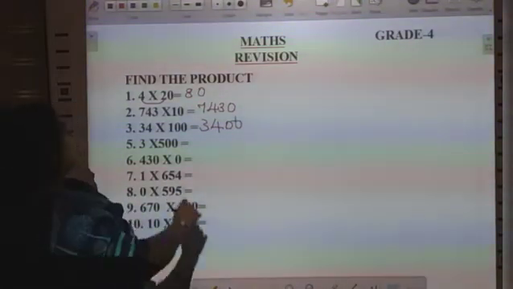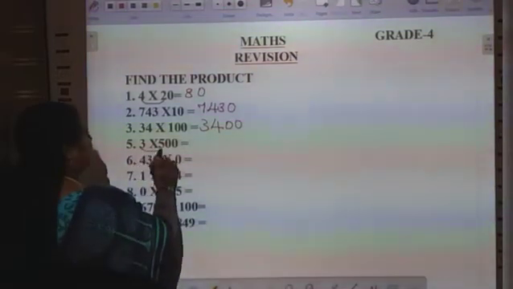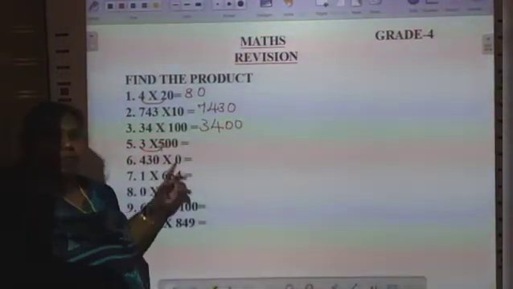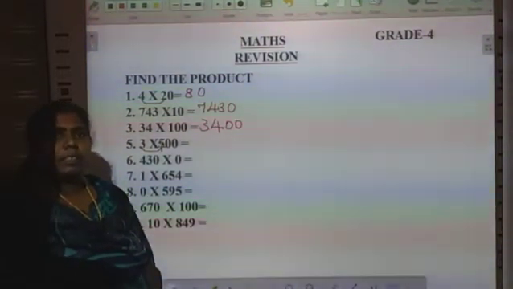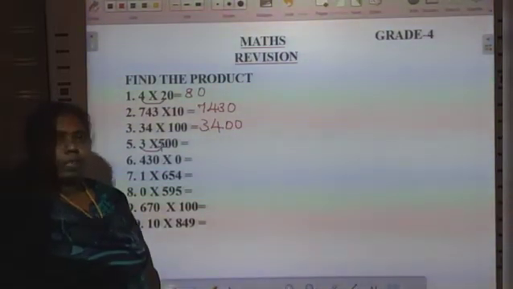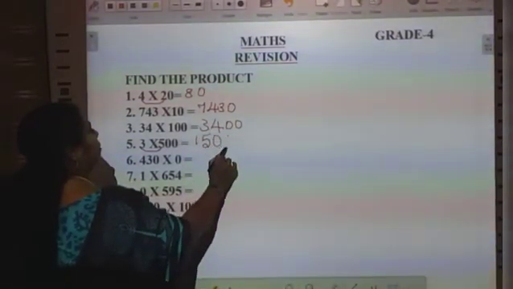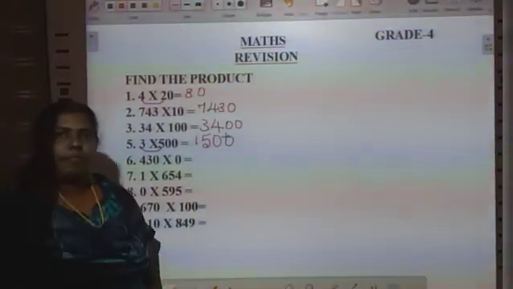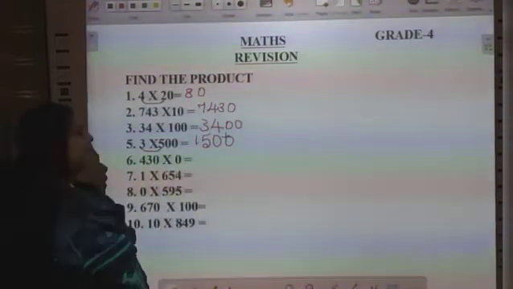3400. Next, 3 into 500. Here we multiply by hundreds, but here 5 is there, right? Just multiply these two numbers. 3 times 5, how much? 1 3 is 3, 2 3s are 6, 3 3s are 9, 4 3s are 12, 5 3s are 15, right? So that means 15. Just add the two zeros. That means 1500, isn't it? Yes.